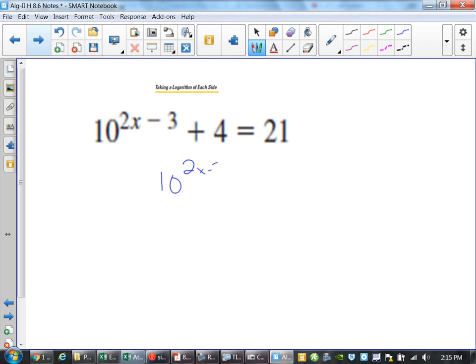10 to the 2x minus 3 equals 17. What's the log base? 10. This is your common log. So I get 2x minus 3 is the log of 17.